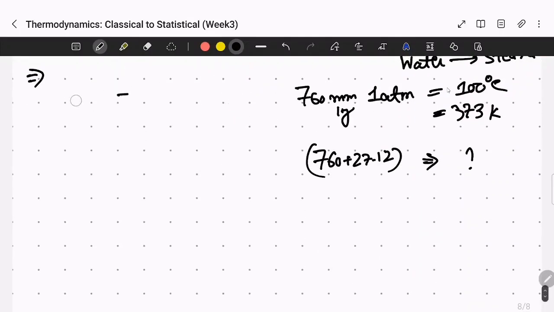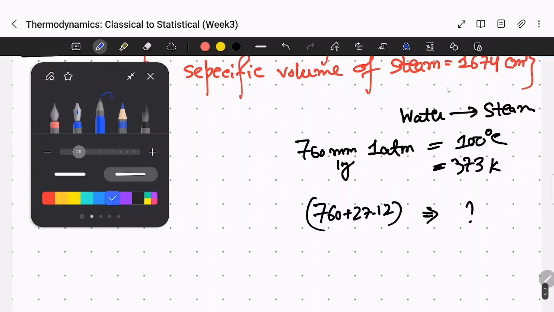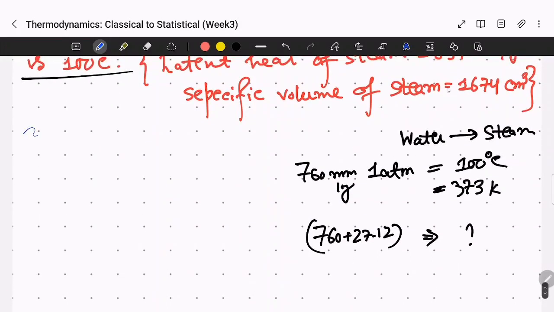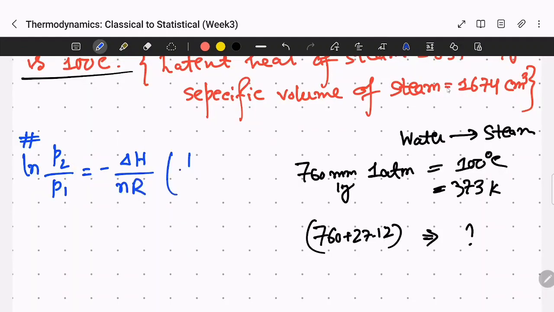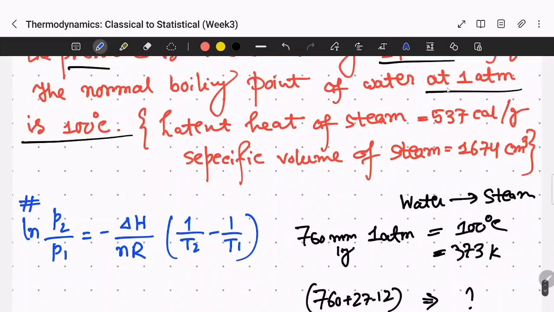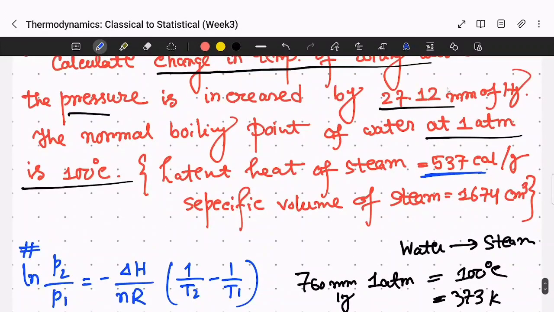Let us try. What is the Clausius-Clapeyron equation? ln P2 by P1 equals minus del H by nR times 1 by T2 minus 1 by T1. So they are asking about T2. The latent heat of steam is given, that is 573, that is the del H per gram, for 1 gram, and specific volume they have also given. Why have they given a specific volume, that is needed here?